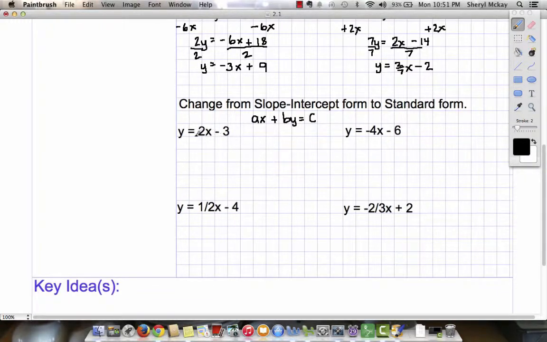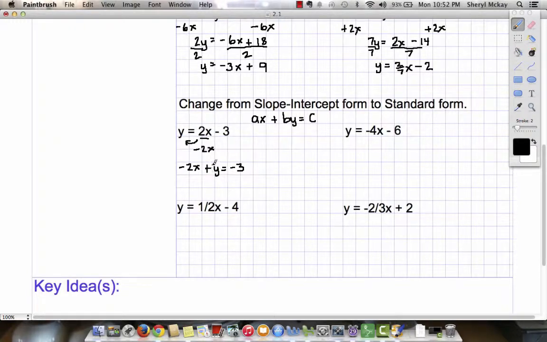So take a look at this first problem. Y equals 2x minus 3. What I want to do is I want to get this 2x over here with the y. So I'm going to go ahead and subtract 2x from both sides, and I end up with negative 2x plus y equals negative 3. And if I compare it to my standard form, ax plus by, my a is negative 2, my b is, there's nothing in front of that y.